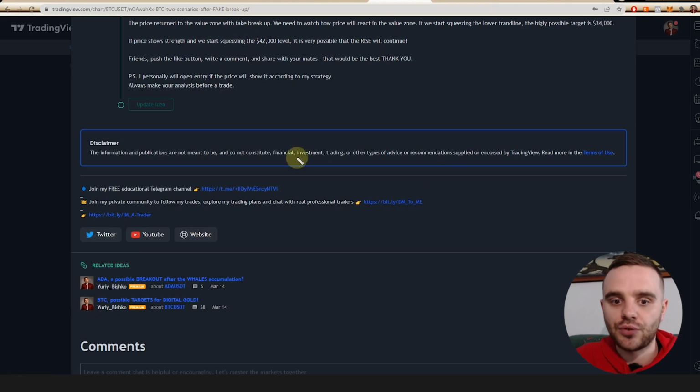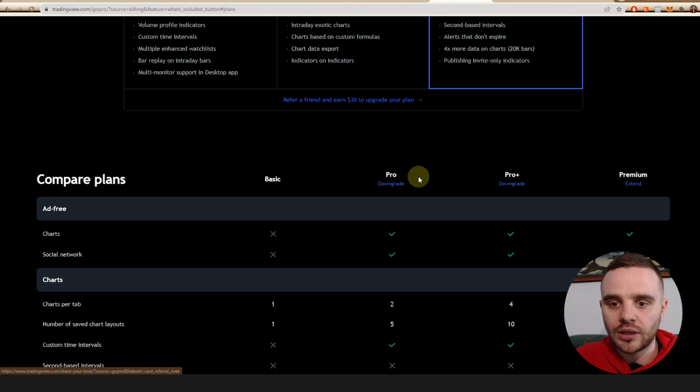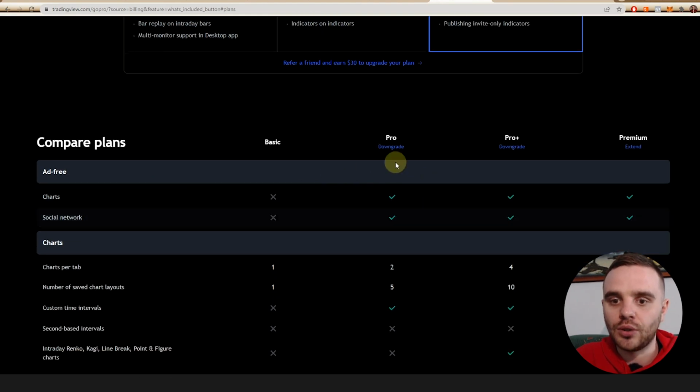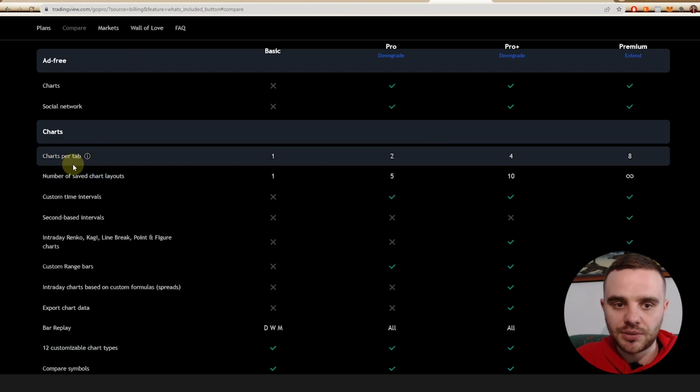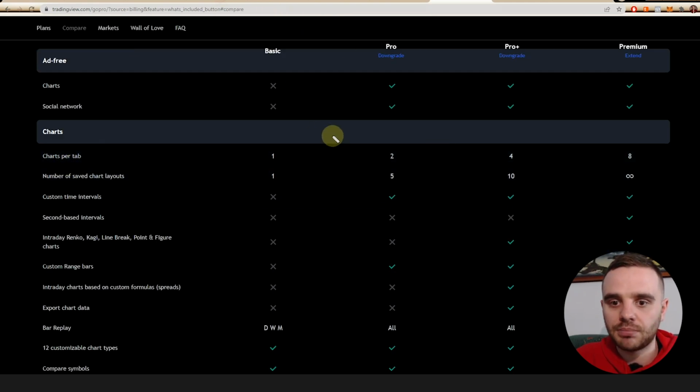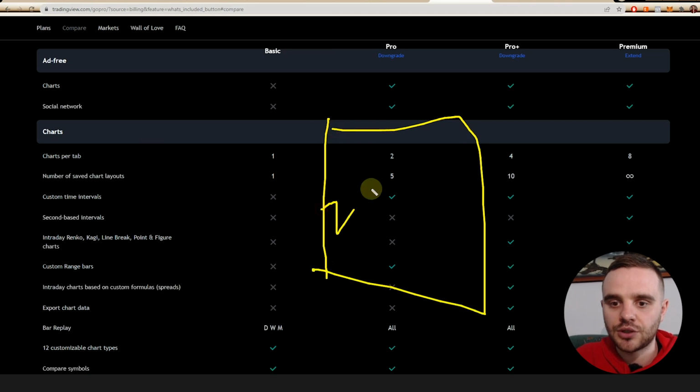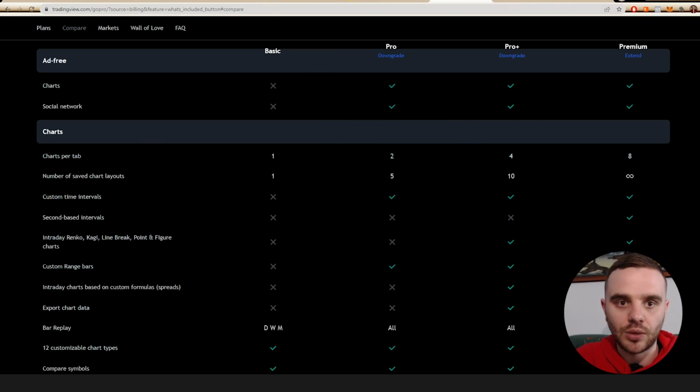If your account is free, you cannot add it. You can add social networks only when you have Pro and bigger. What else? Chart per tab. Chart per tab is how many different charts you can have per one screen.